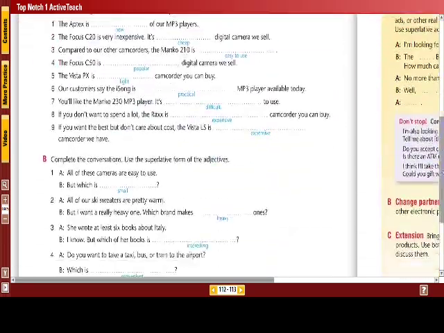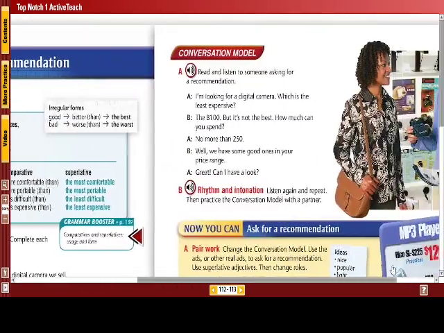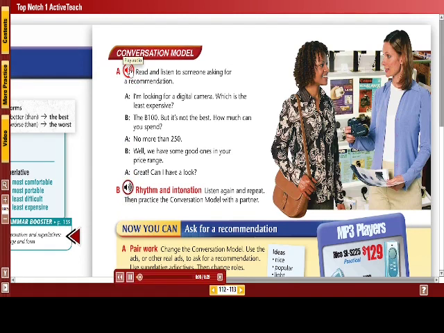Then we have some grammar practice that you can do at home, or we can do them in class. And we have in here conversation model. Let's listen to the conversation using superlative adjectives. Page 113. Conversation model. Exercise A. Read and listen to someone asking for a recommendation.